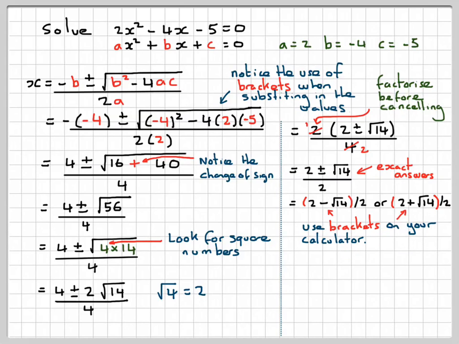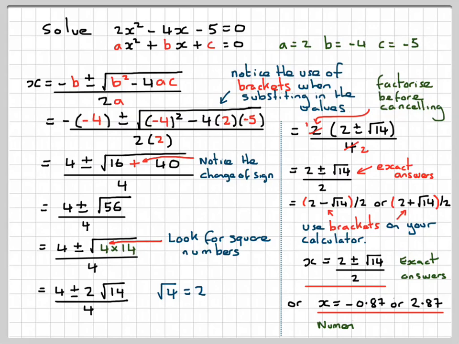Hence I emphasised all at the beginning of this, divided by all 2a. So the two answers that we get, this is called the exact answer. Okay, and when you work out the decimals, the decimal equivalents are minus 0.87 or 2.87. These are called the numerical answers.